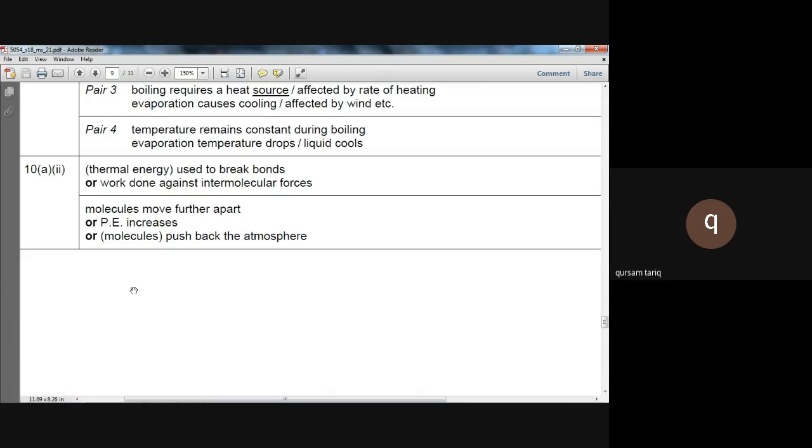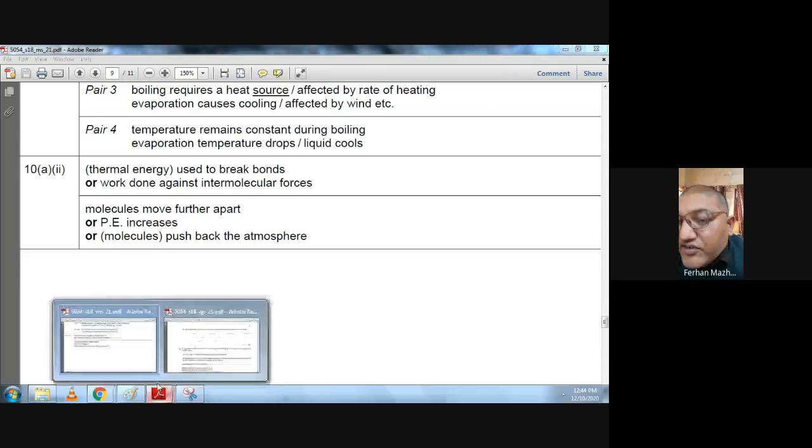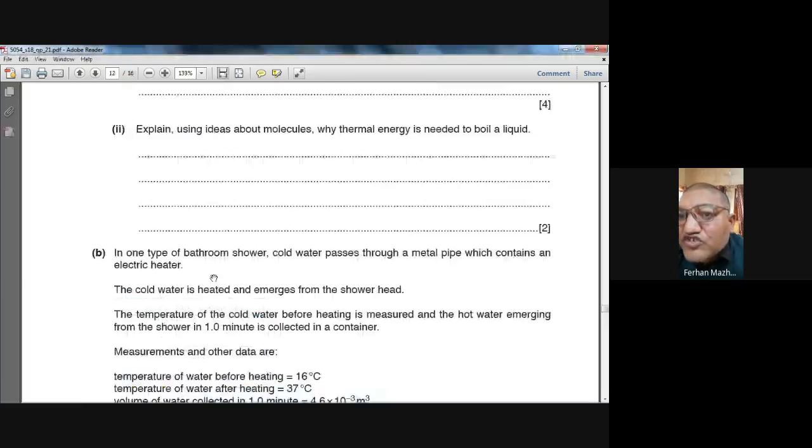Sir, I have written. We would like to hear. Thermal energy is needed to break intermolecular bonds between the molecules. The energy is needed to move particles further apart. Energy is used to overcome atmospheric pressure. Push back the atmospheric pressure. Okay, so it's good. It's a 2-mark question, and I think your answer is right. Let's move to the next question.